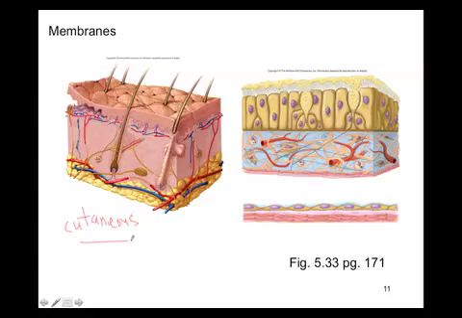It consists of a layer of epithelium and actually 2 layers of connective tissue. The epithelium is called the epidermis. The connective tissue is called the dermis. And those terms are terms that you should be somewhat familiar with already. The epithelium is stratified squamous epithelium.